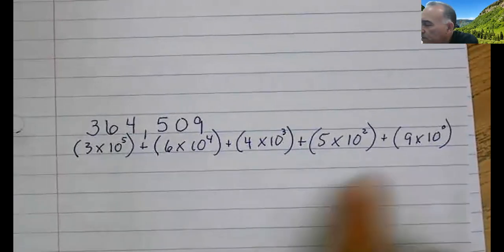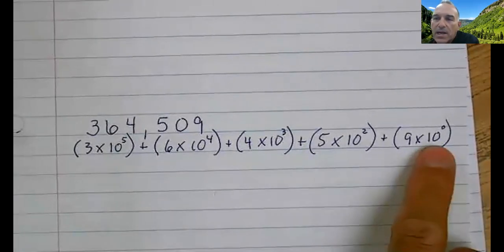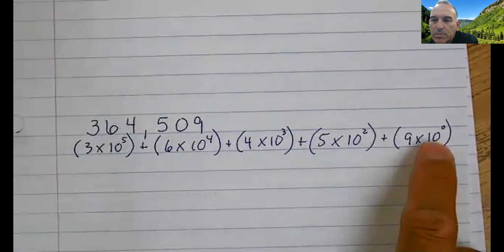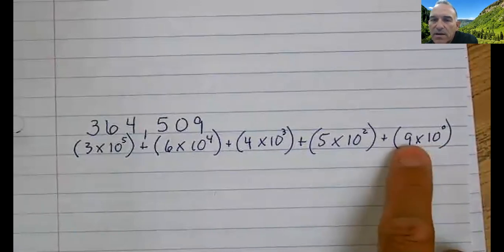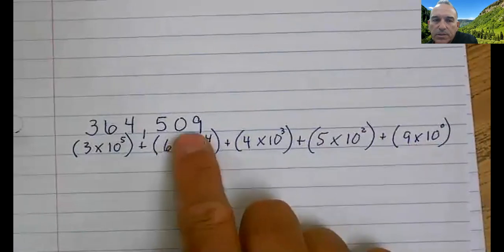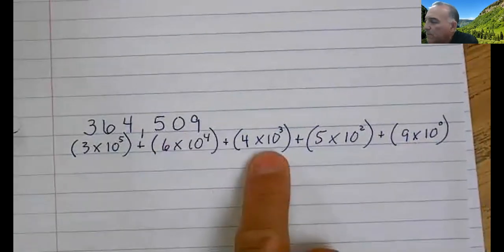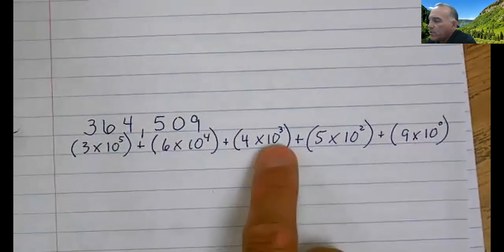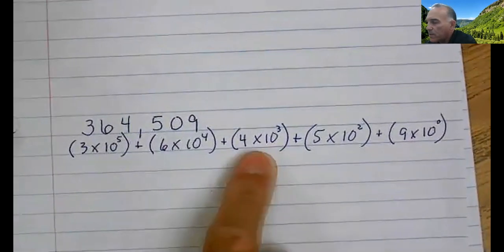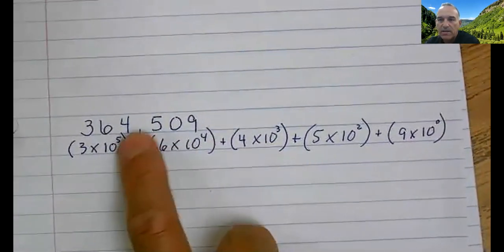Spot check. Let's take a look at this one. Anything raised to 0 equals 1. So that means 10 to the 0 power is 1. What is 1 times 9? 9. I look over, and there it is right there. Spot check another one. Let's take this one. 10 to the third equals 1,000. Just 10 to the third by itself times 4 equals 4,000. I'm going to spot check, and there it is right there.